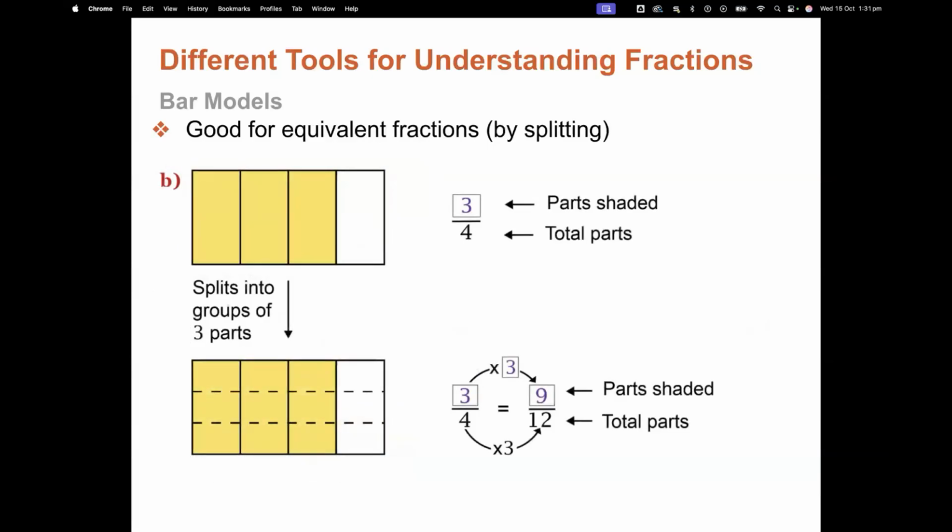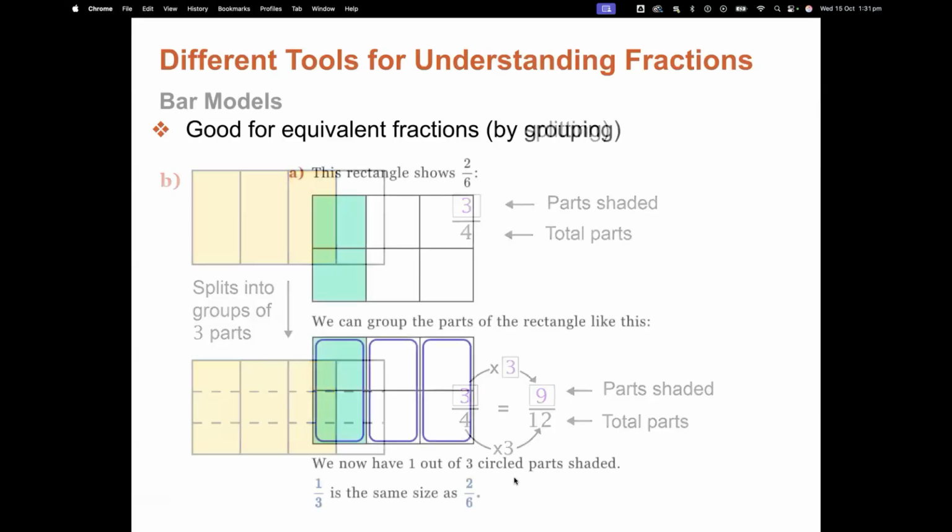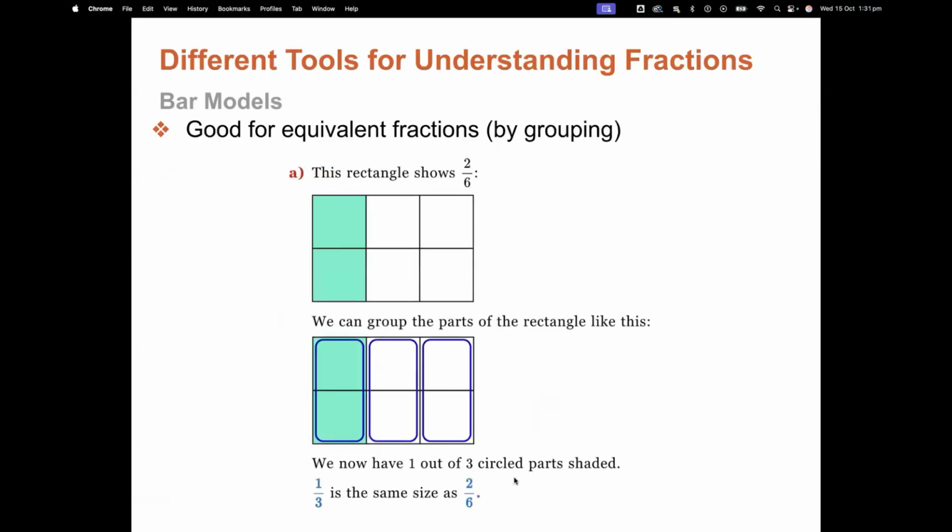And we saw this example before about the equivalent fractions. You can split each part into more parts, which is what we've done here, but you can also go in the opposite direction. You can group parts. We can group 2 of the rectangles here into one part. And so now this was 2 over 6. This is the same as 1 out of 3. So we can go in the opposite direction.